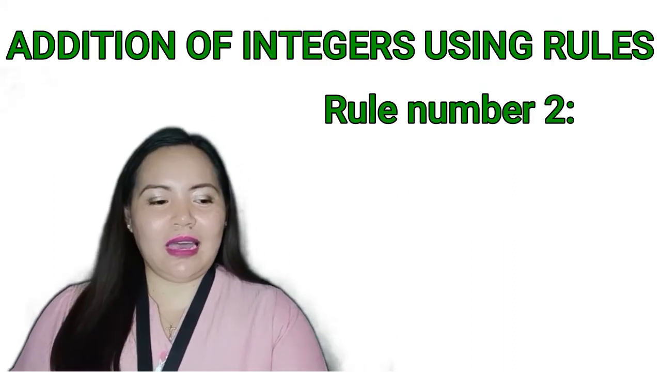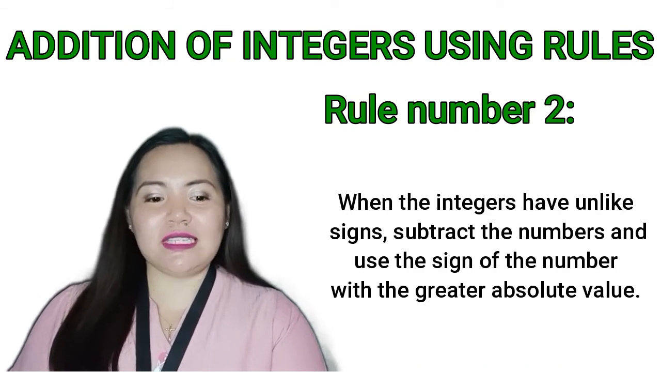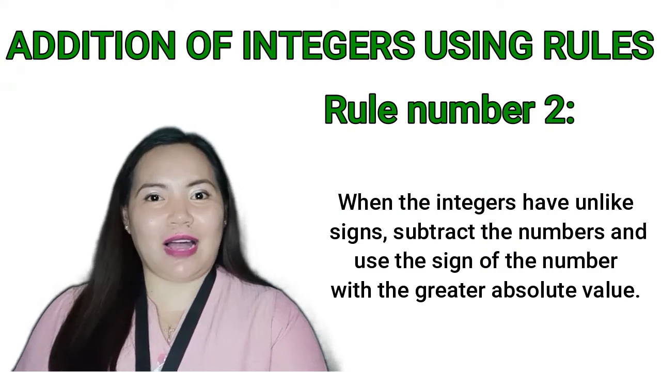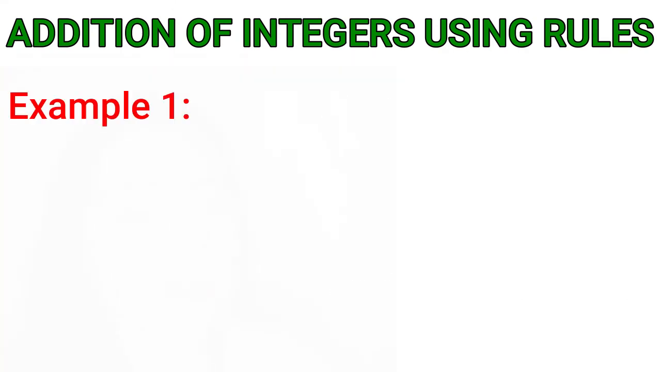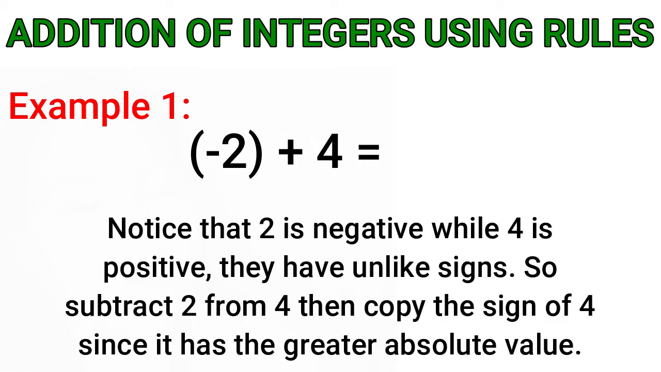Rule number 2. When the integers have unlike signs, subtract the numbers and use the sign of the number with a greater absolute value. Example number 1. Give the sum of negative 2 and positive 4. We notice in this problem that the 2 is negative while 4 is positive. They are unlike signs. So, subtract 2 from 4, then copy the sign of 4 since it has a greater absolute value. And therefore, the answer is positive 2.